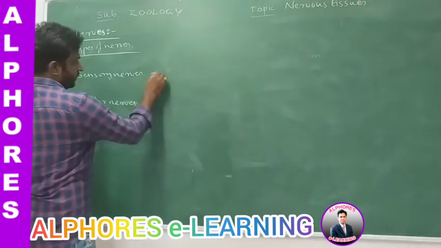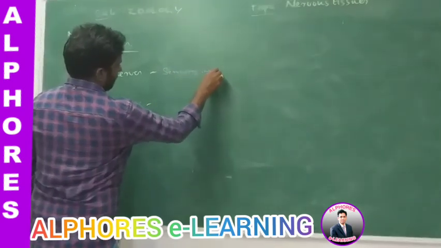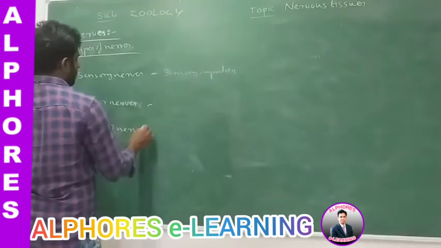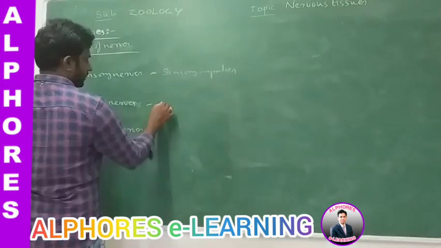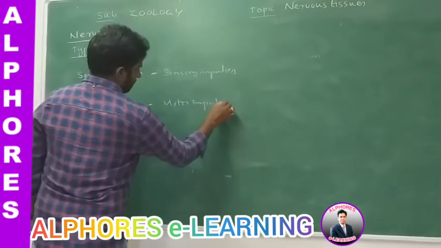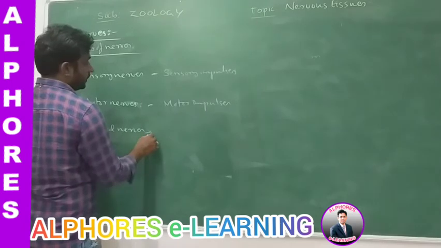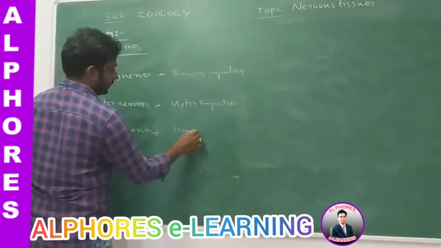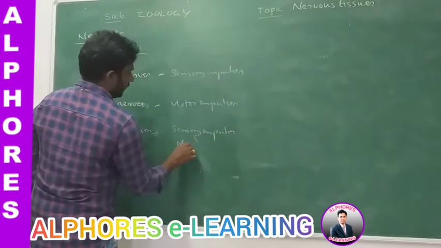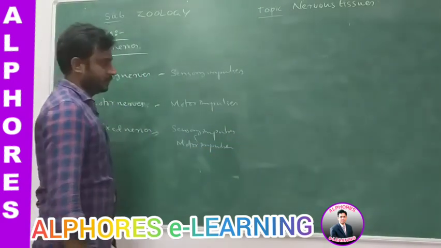Sensory nerves conduct impulses called sensory impulses towards the CNS. Motor nerves conduct impulses called motor impulses. Mixed nerves conduct both sensory impulses and motor impulses.